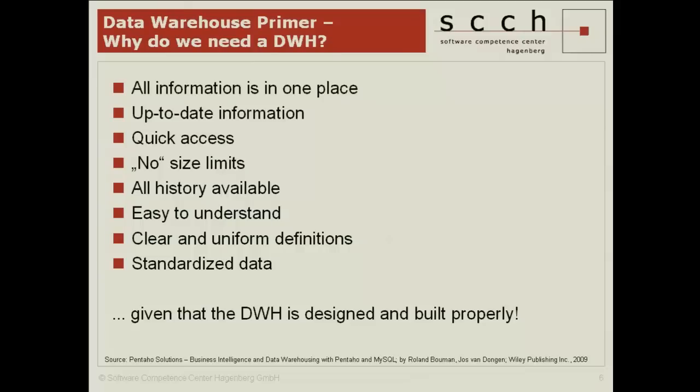So let's talk a bit about data warehousing. Why do we need a data warehouse? Well, as said, all information is in one place. The most important thing for data warehousing is you have up-to-date information. So if you're in the business to make decisions out of your data, you need up-to-date information. Quick access is another requirement. No size limits in respect to any physical limits you have with disk drives or something like that. Very important is that you have the history of your data available, so you can look back how sales looked like 1 year ago or a quarter ago. It must be easy to understand, especially for the end users. So the end users shouldn't have any knowledge about that data warehousing is operating behind the scenes. So that's an important requirement as well.